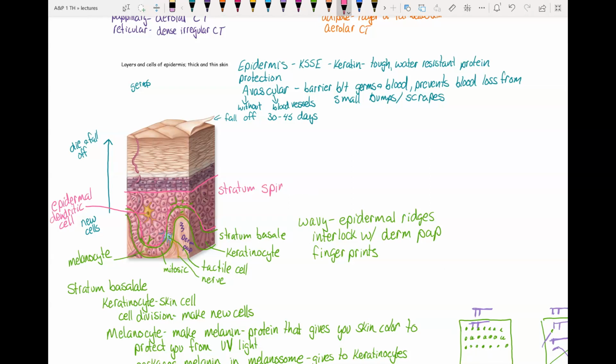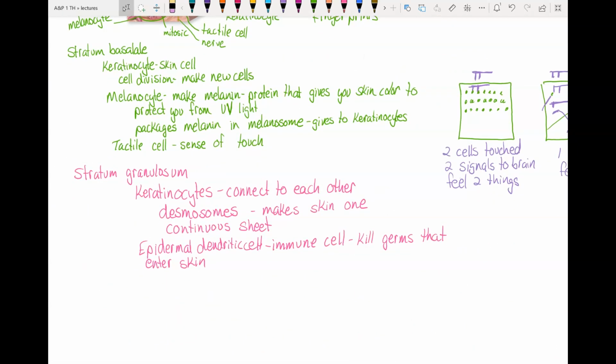This is the stratum spinosum, not the stratum granulosum. Stratum granulosum is next, so I am sorry for that. Change that to spinosum.